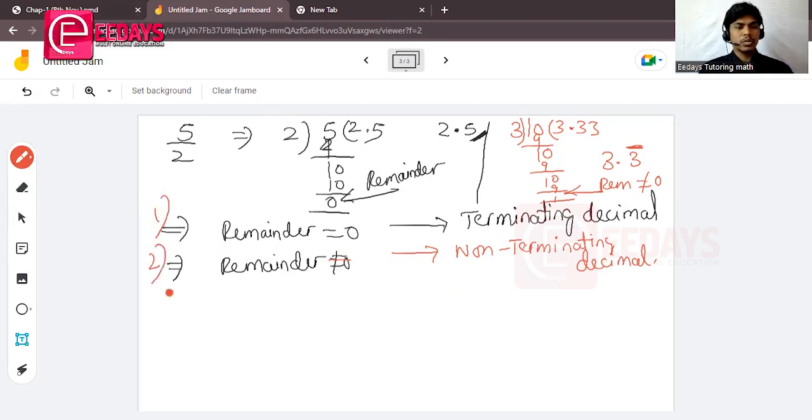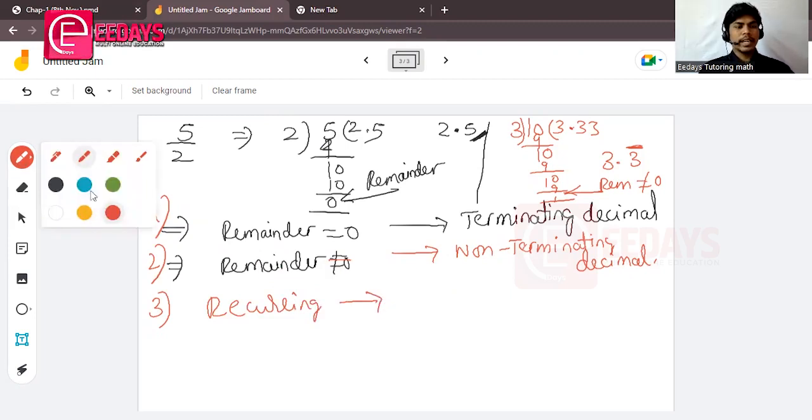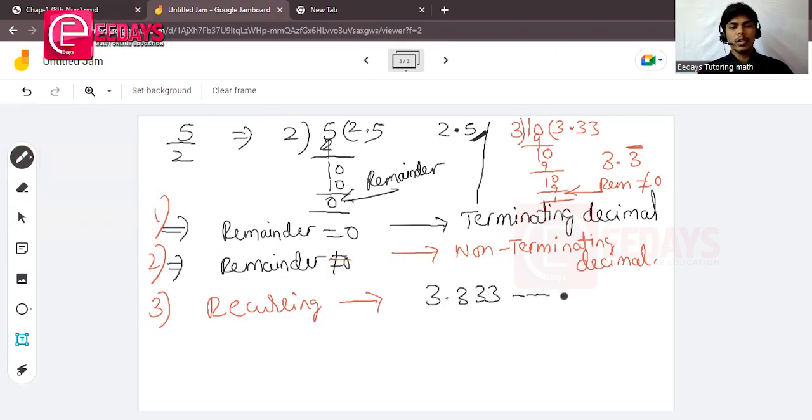Now, repeating is nothing but recurring. Let's take an example. Here we got 3.333 and so on. So we simply write 3.3 with a bar. If you put the bar here, the 3 is repeating, and that is why we call it recurring. And while coming to non-recurring.